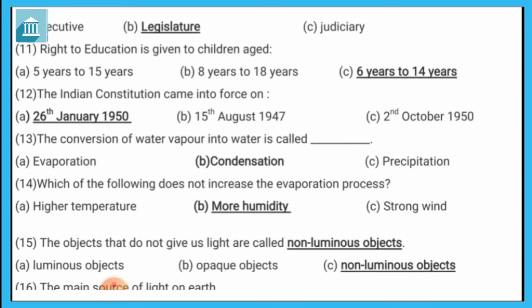13. The conversion of water vapor into water. So what is the definition of condensation? Condensation is the reverse process of evaporation. In evaporation, water changes into water vapor by heating, and the reverse process of evaporation is condensation. The condensation definition is water vapor changing into water by cooling. So the answer is condensation.